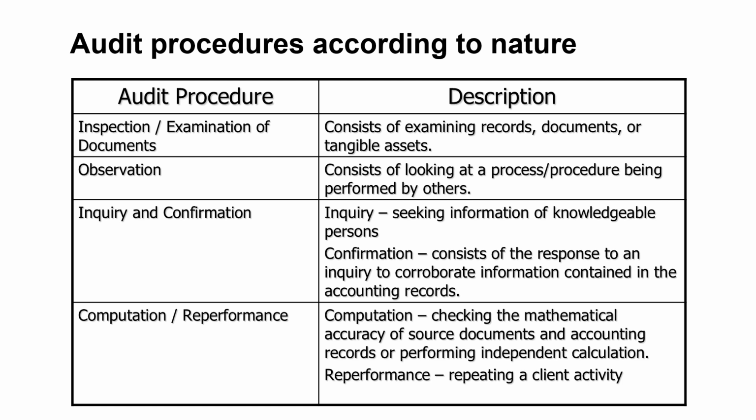And then we have what is called computation or reperformance. When we say recomputation, sometimes we call this recalculation, we check the mathematical accuracy of the source documents and accounting records. But reperformance is repeating a client activity, normally repeating a client's internal control activity. Recomputation or recalculation will be more in the figures, so more related to a substantive test. But reperformance would be to reperform a control activity. So this will be a test of control.